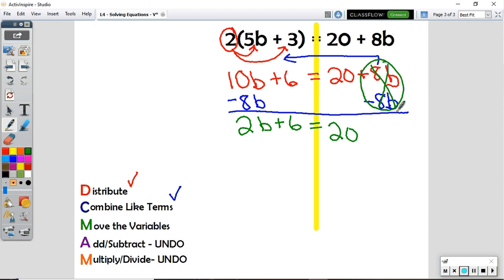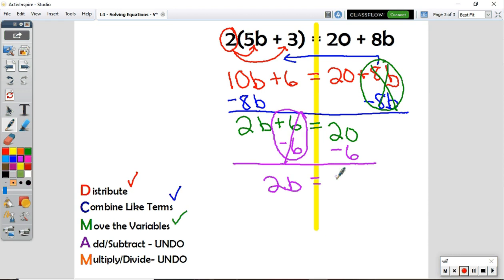So now I'm going to undo my addition and subtraction. So plus 6, let's undo that. We'll subtract 6 on both sides. And we'll get 2b. This 6 minus 6 is 0. And that's going to equal 14. And last but not least, we'll undo that multiplication or division. So 2 times b, we're going to divide by 2. And we'll get b equals 7.